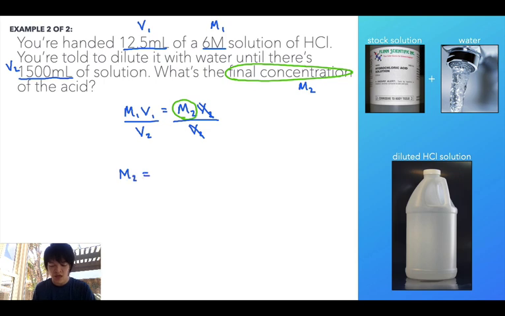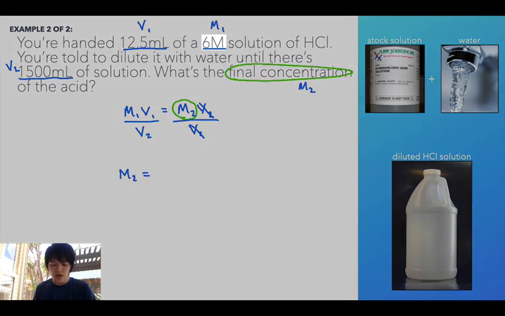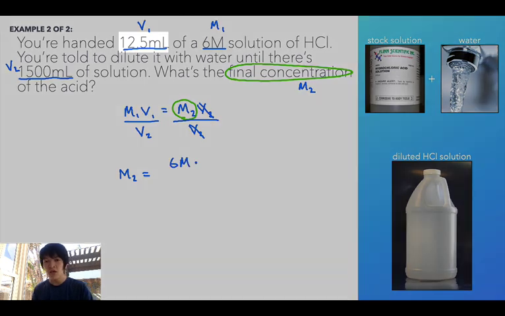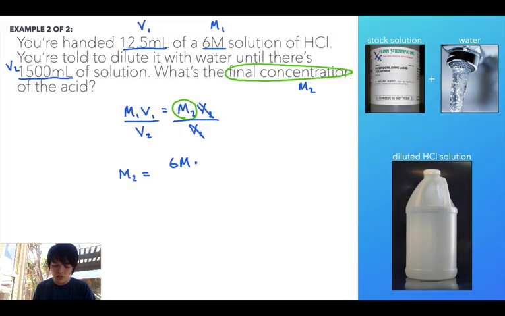So now we just follow that equation. M1 is 6 molar. We're multiplying it by V1, which is 12.5 milliliters. And we're going to divide it by V2. V2 is 1,500 milliliters. If you have this all plugged in, the unit that cancels out is milliliters and milliliters. We're left with a concentration unit, molarity, and that's what we want to solve for.